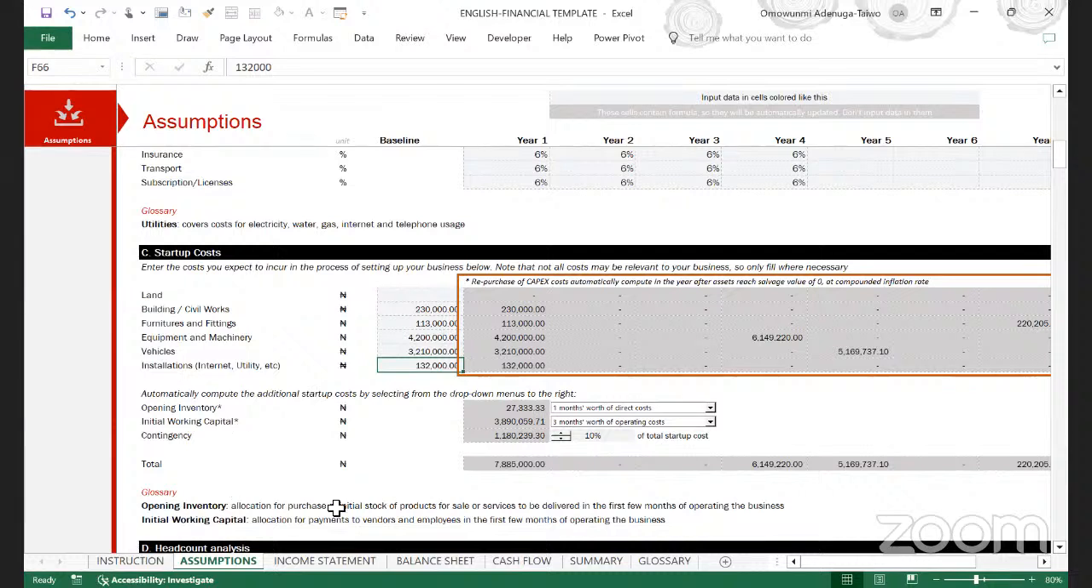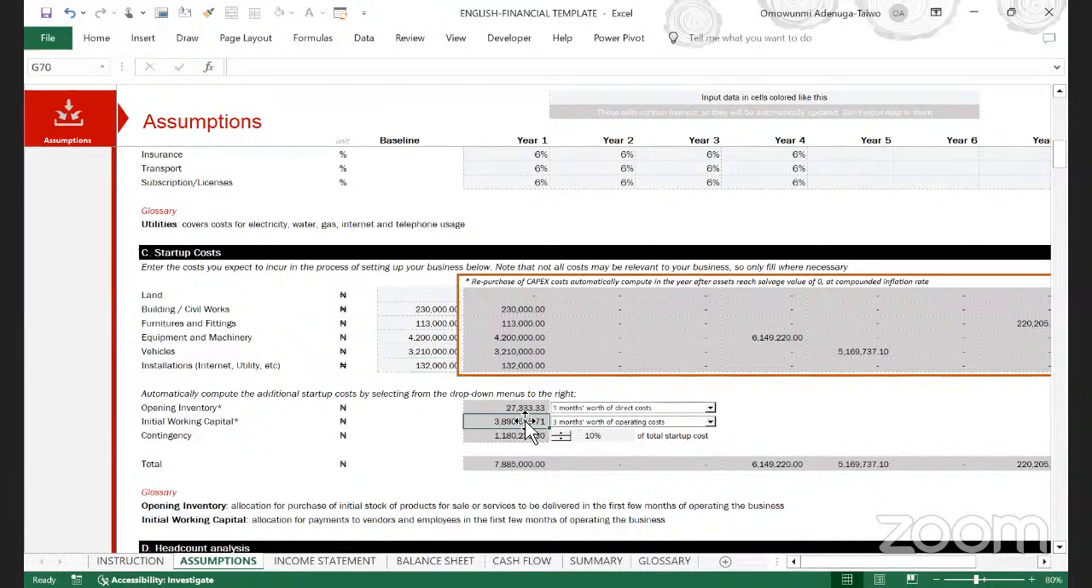That's allocation for purchase of initial stock. Then your initial working capital, and working capital is the payment you need to make. Like if you open a factory to recycle, you will need to pay for electricity so that you can run your machines. You might need to pay for gas. You might need to pay for water. So all those different costs that you need to pay that are separate from the cost of setting up the fixed assets of furniture, land, equipment, vehicles, those fall into the category of working capital. Any allocation for payments to vendors and employees in your first few months, based on this model.